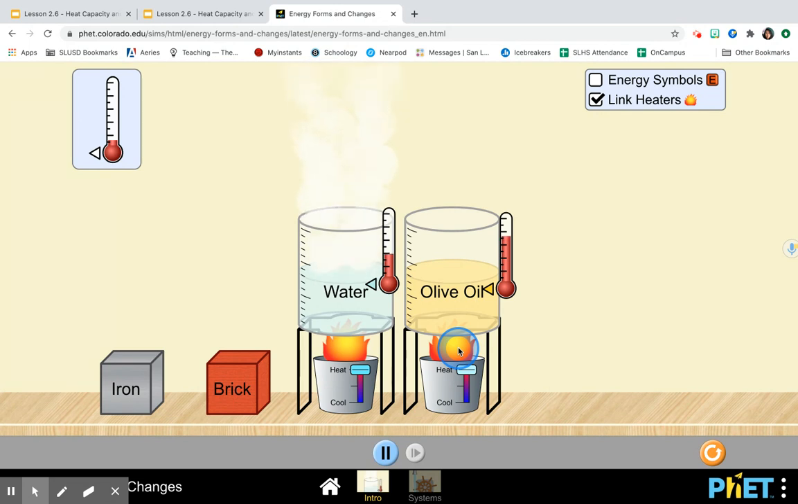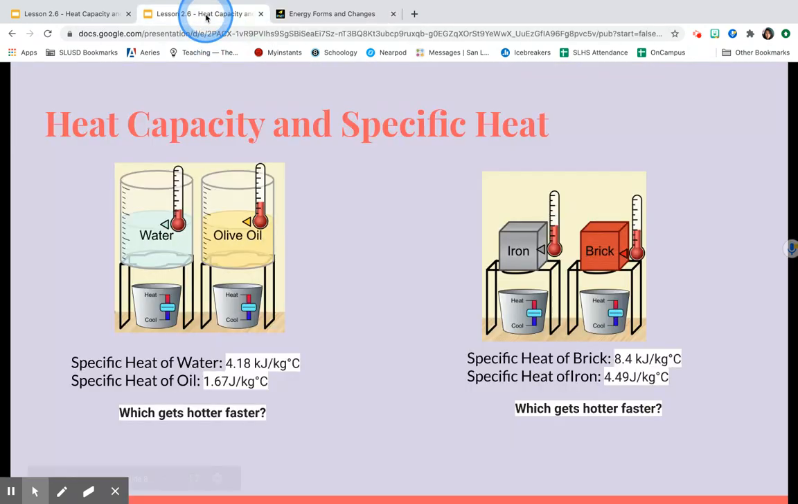Maybe you noticed that olive oil is increasing in temperature faster than water, right? So olive oil gets hotter than water faster. Going back to this, olive oil has a lower specific heat than water. So as mentioned before, it's going to get hotter faster.